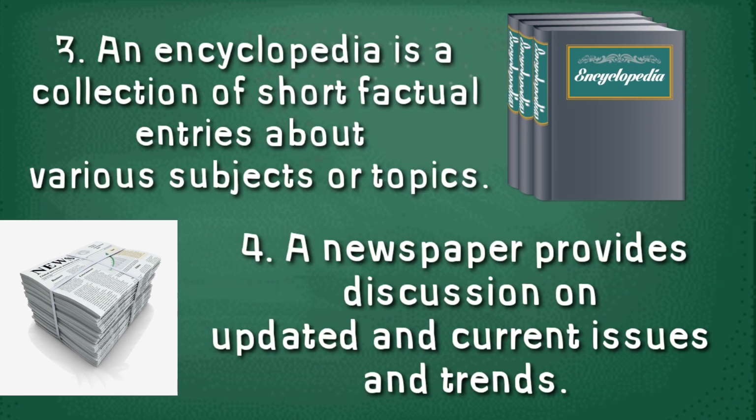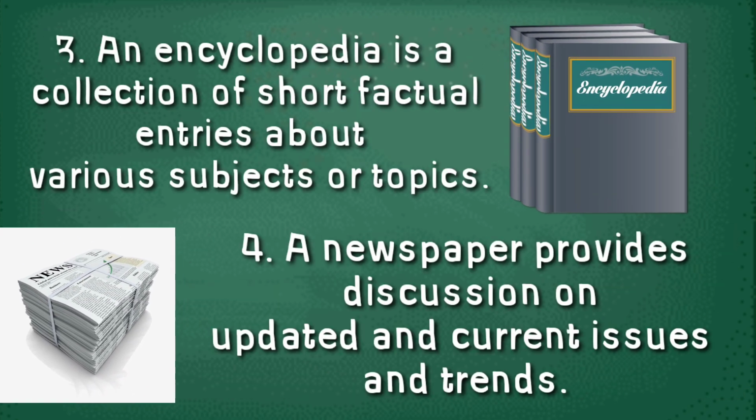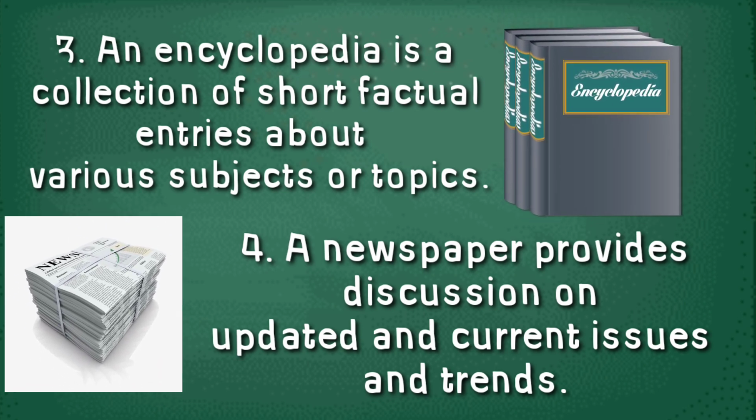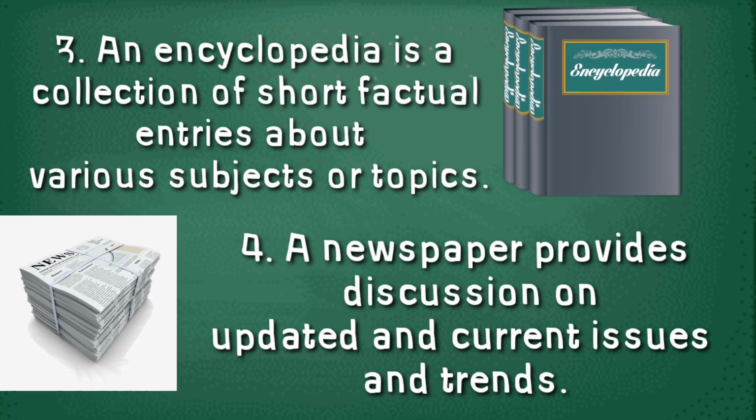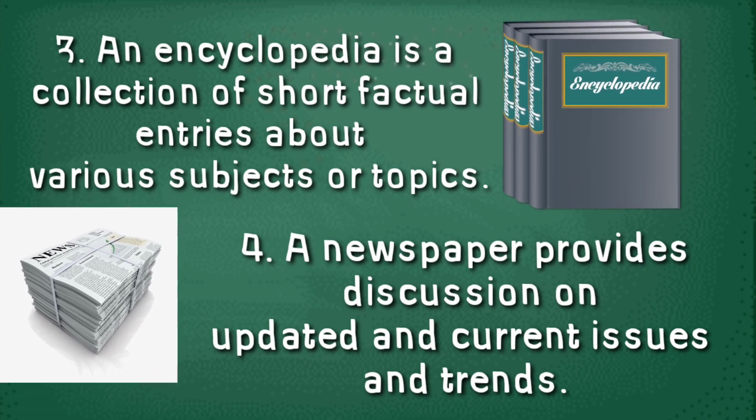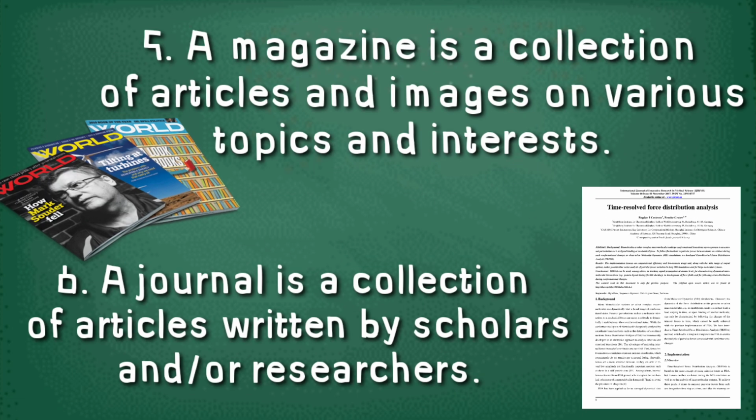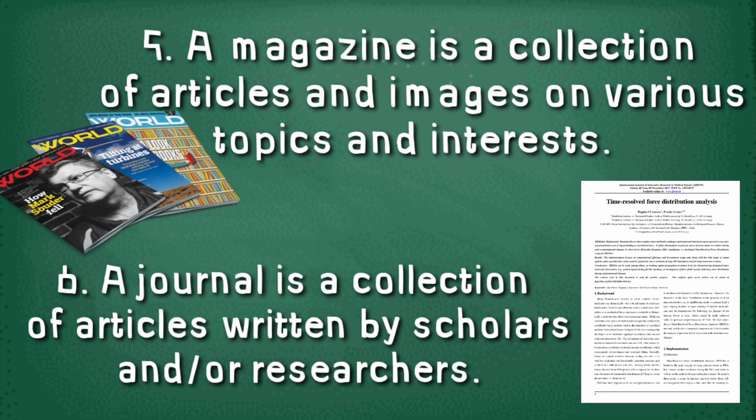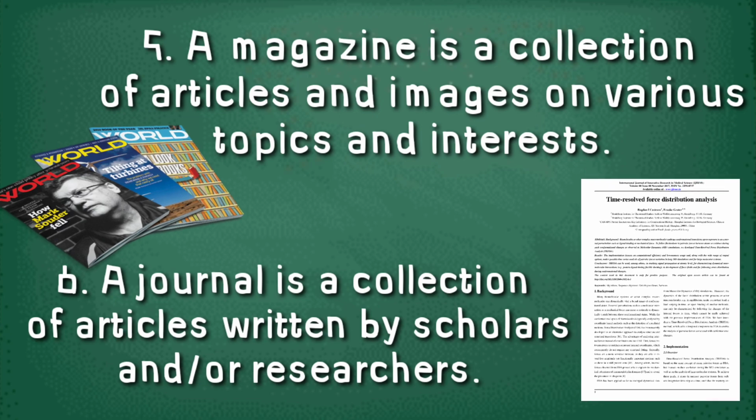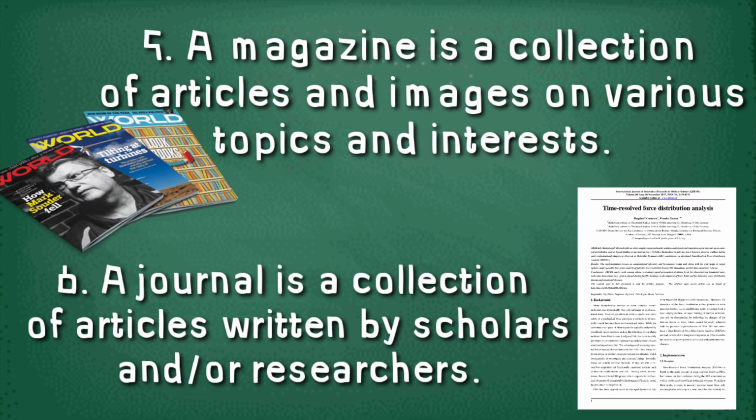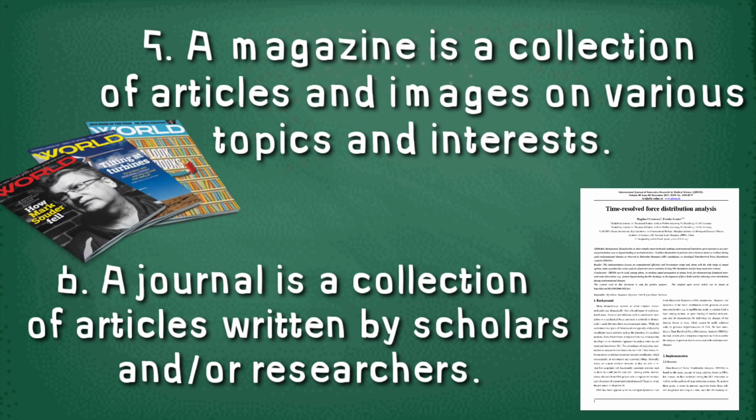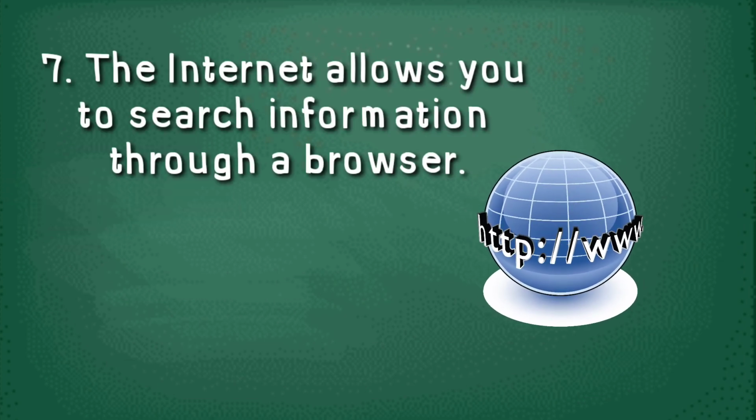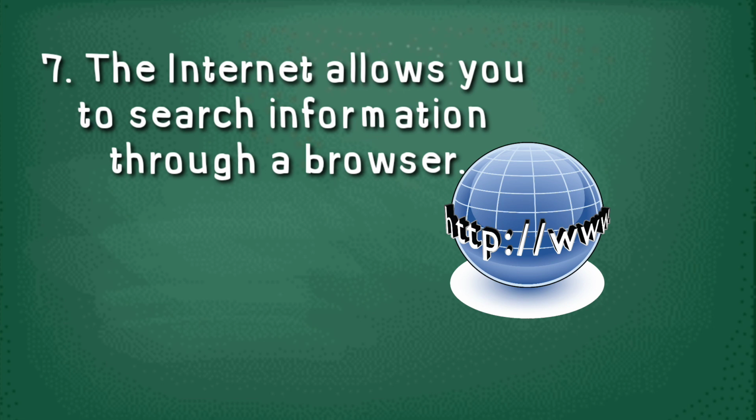An encyclopedia is a collection of short factual entries about various subjects or topics. A newspaper provides discussion on updated and current issues and trends. A magazine is a collection of articles and images on various topics and interests. A journal is a collection of articles written by scholars and/or researchers. The internet allows you to search information through a browser.